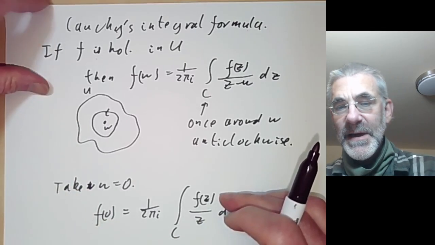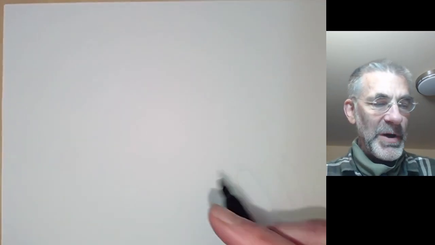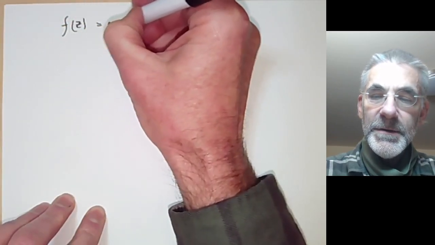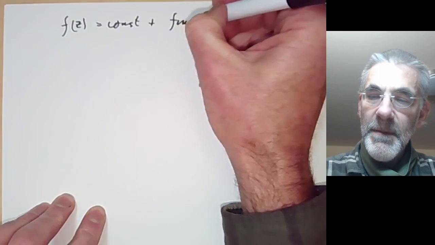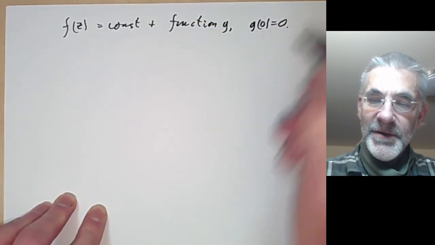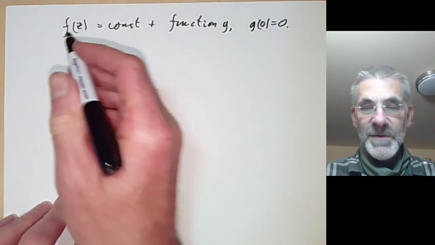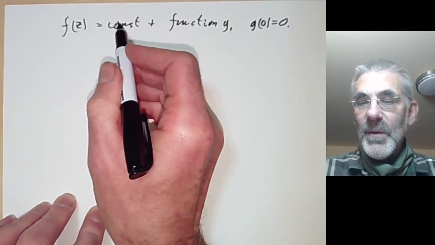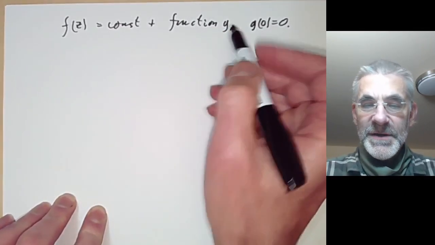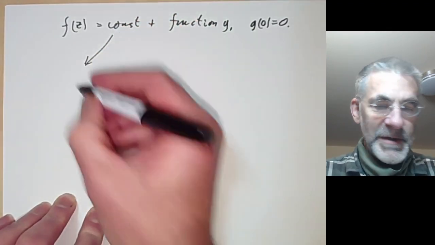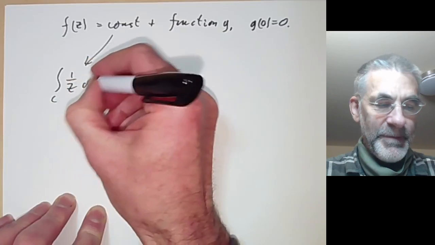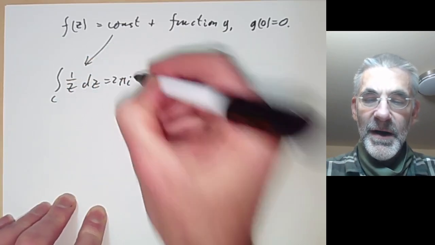In order to prove it, it's quite easy, it just follows almost directly from Cauchy's theorem. What we do is we write f of z as a constant plus a function g such that g vanishes at 0. So we're going to prove the special case with w equals 0. And so we just have to prove it when f is a constant and when f is a function vanishing at 0. When f is a constant, we just have to show the integral over C of 1 over z dz is equal to 2 pi i.